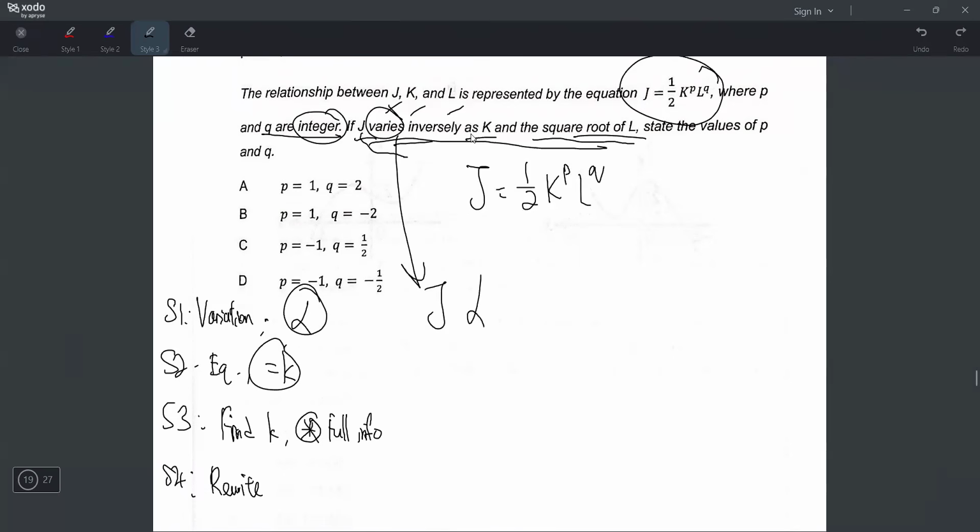J varies. Inversely means duduk bawah. As K and square root of L. That means dua-dua pun duduk bawah. So K duduk bawah, square root L pun bawah. And nothing up here is 1 lah. State the values of P and Q. Alright, this is my step 1, right? The ikan symbol. Changing it to step 2 is J equals, and you have to letak satu K, right? But it's the small K, because there's another big K here.